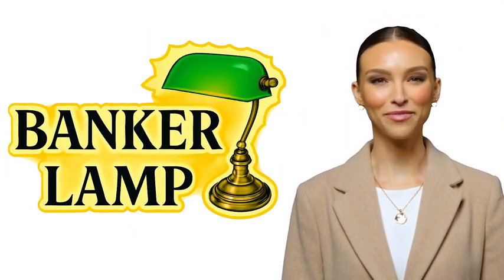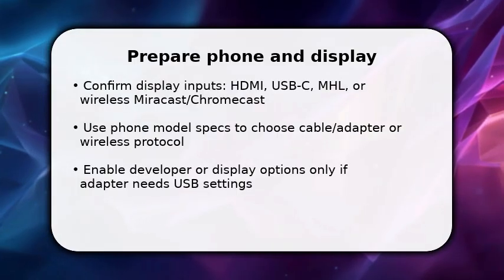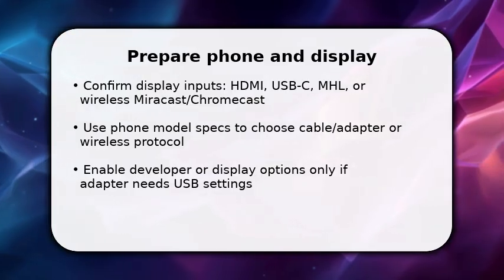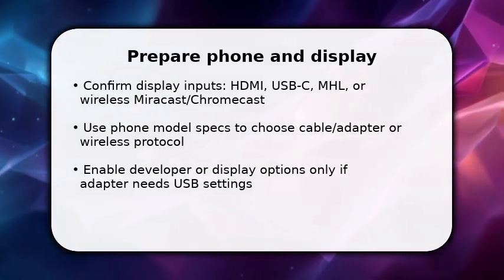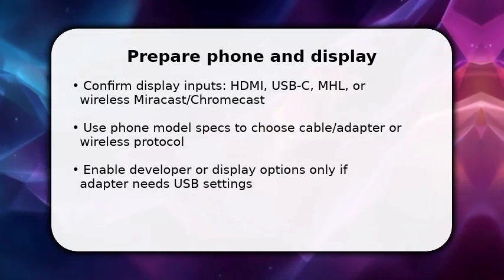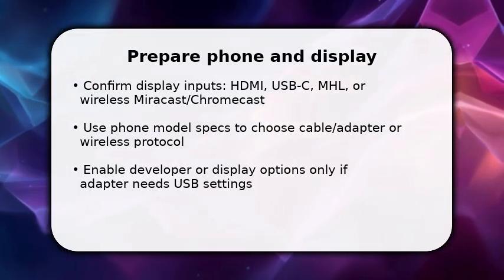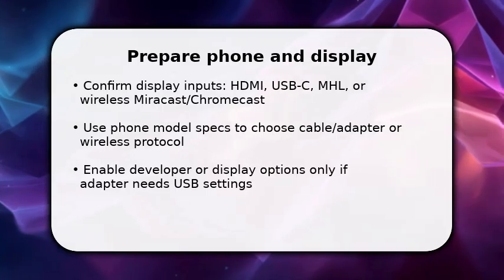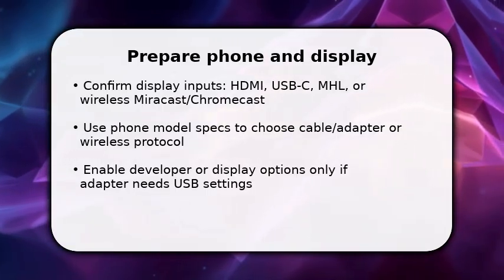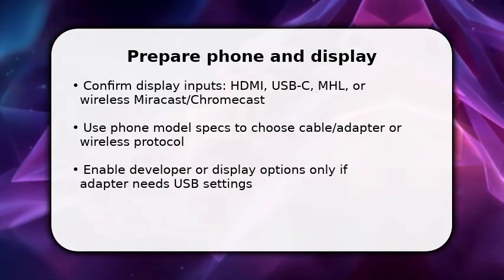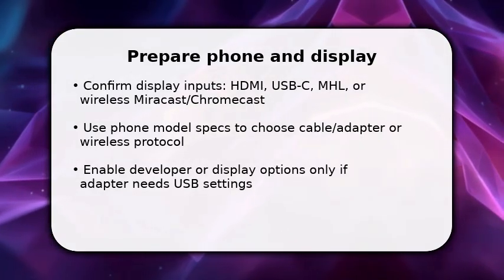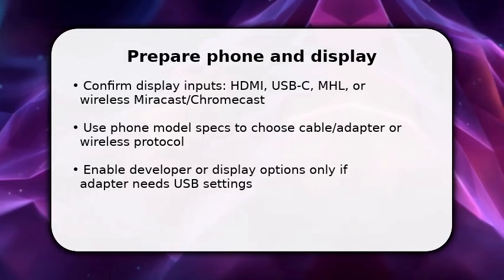Please enjoy the video. You start by matching the physical and wireless options. Identify whether your display accepts HDMI, USB-C alt mode, or a wireless receiver like Chromecast. Once done, pick the correct adapter or cable to avoid signal conversion problems, and make sure your phone supports video output. Some phones require USB-C alt mode or MHL.